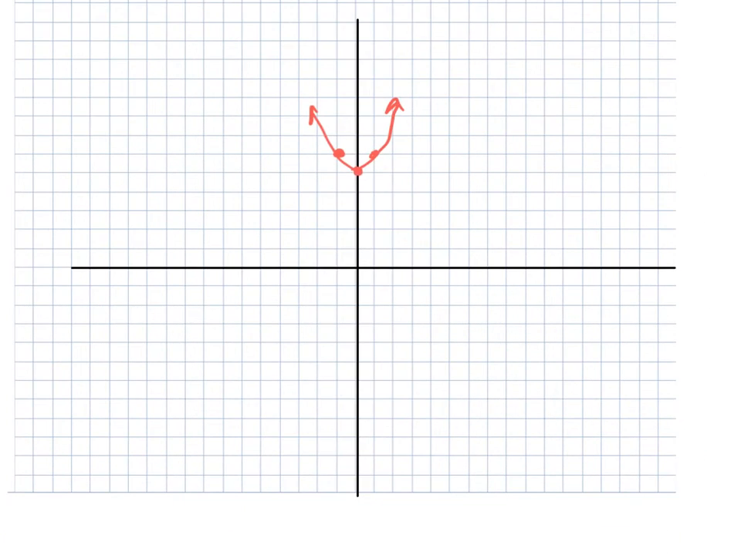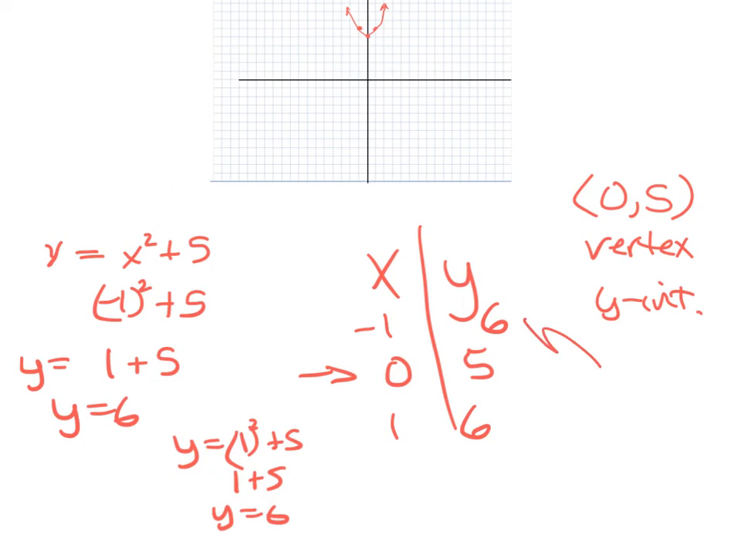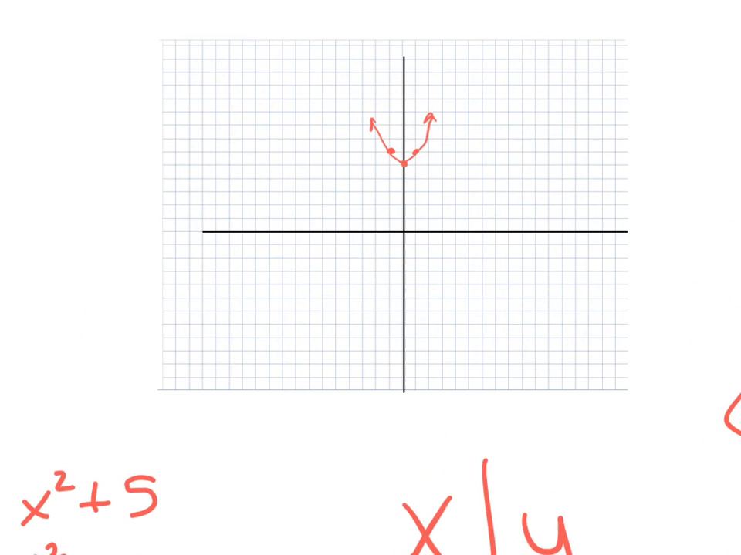Now really, after I plugged in say this one, I could have used my line of symmetry to get the other side. Now, notice this one does not have any x-intercepts because it's way above the x-axis. It does have a y-intercept. It's only one ordered pair.